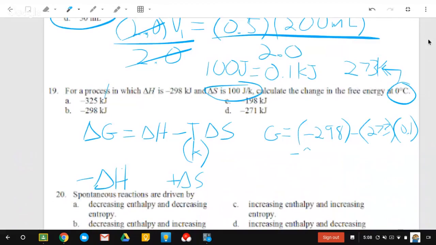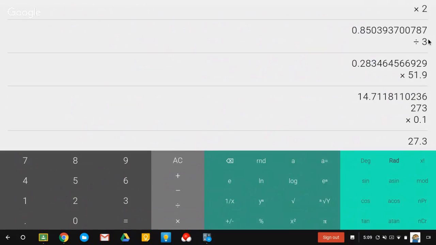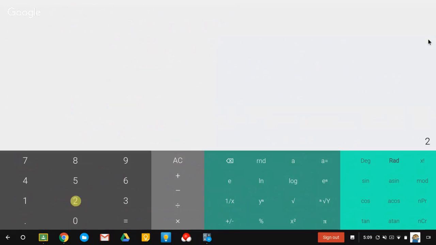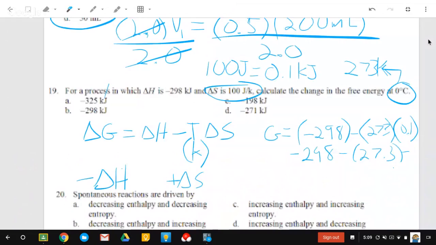So when you set it that way, negative 298 minus 27.3. Let's see if that gives us the right answer. So negative 298 minus 27.3. Negative 325. So that came out to negative 325. Is that one of the answers? Yeah, it's A. So I hope that was the answer that I told you guys for number 19.